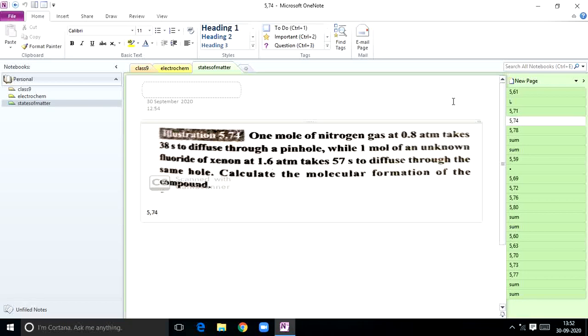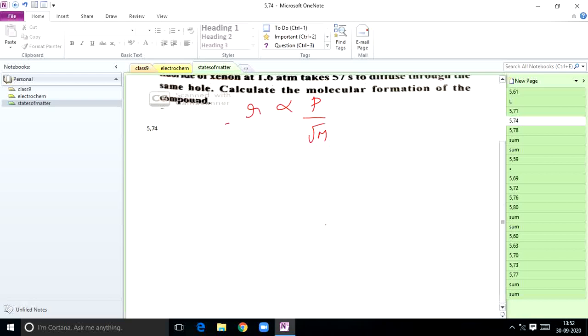1 mole of nitrogen gas at 0.8 atmosphere takes 38 seconds to diffuse through a pinhole, while 1 mole of an unknown fluoride of xenon at 1.6 atmosphere takes 57 seconds to diffuse through the same hole. Calculate the molecular formula, not formation, molecular formula of the compound. Very easy compound. You know that any pressure is given. If you read the notes, rate of diffusion is proportional to P by square root of M. Remember that point.